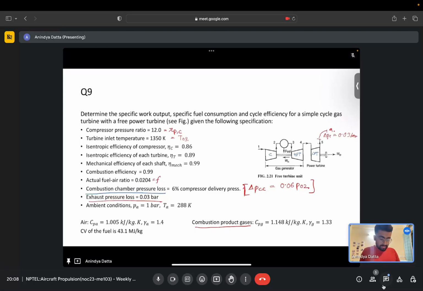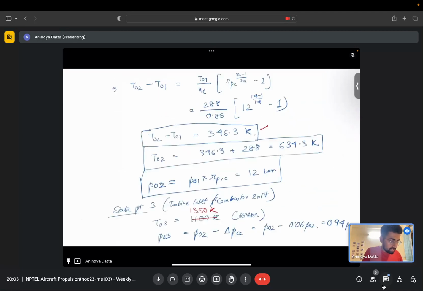First we have to find the specific work output. An important thing to note here is that the specific work output is the net work output from the entire gas turbine power plant. The turbine work output is already split into two parts. One turbine is feeding the compressor, so there is no net work output from that. So the net work output from the entire cycle is only the work output from the low pressure turbine.